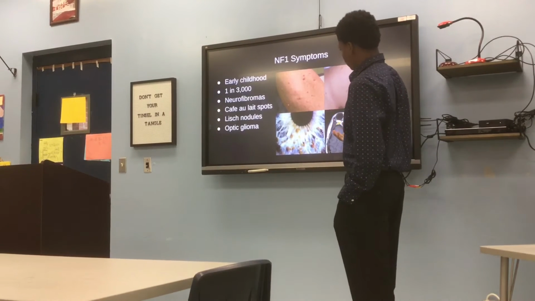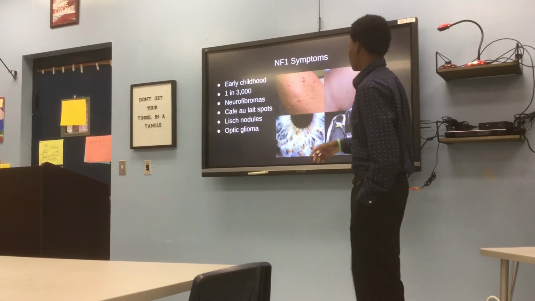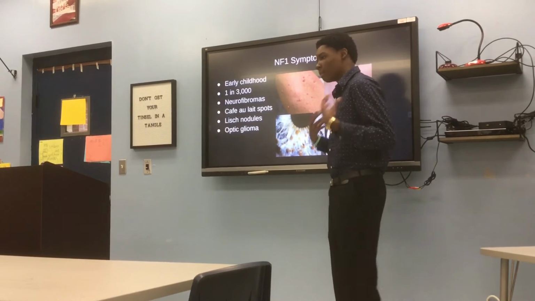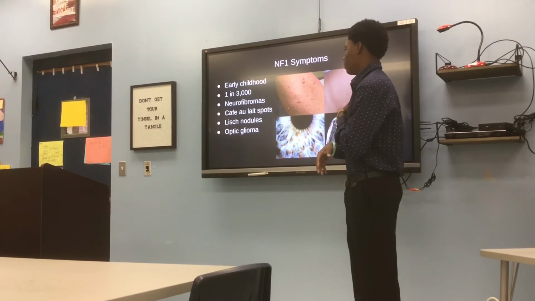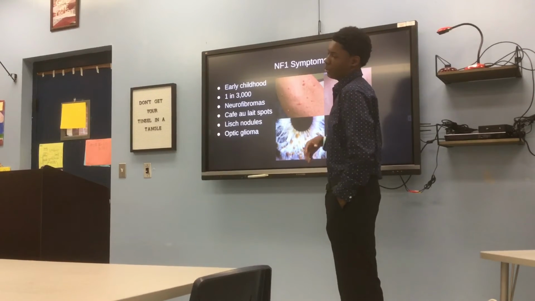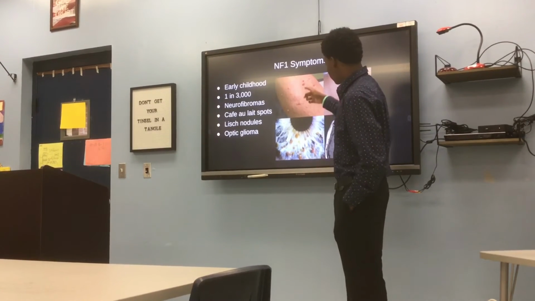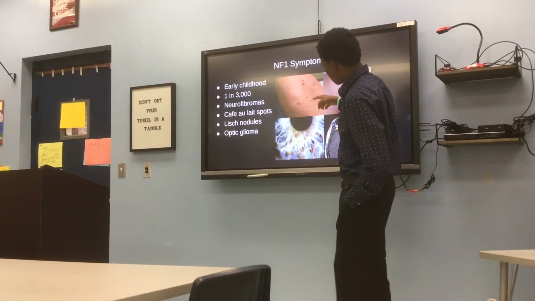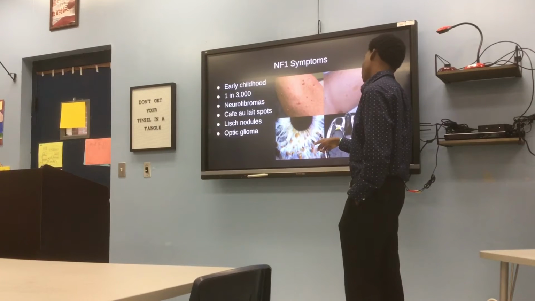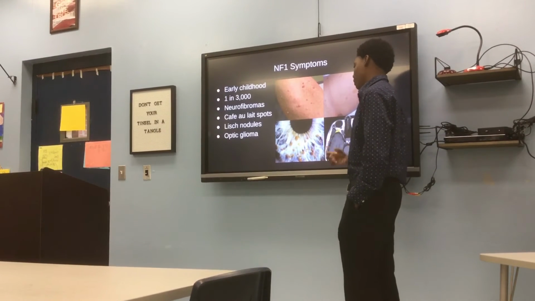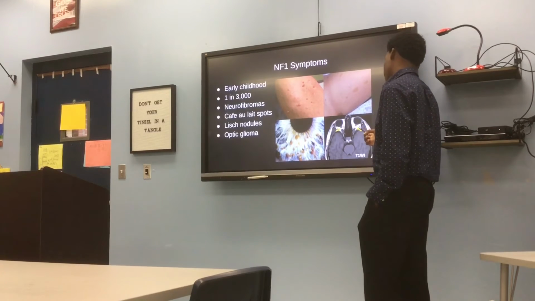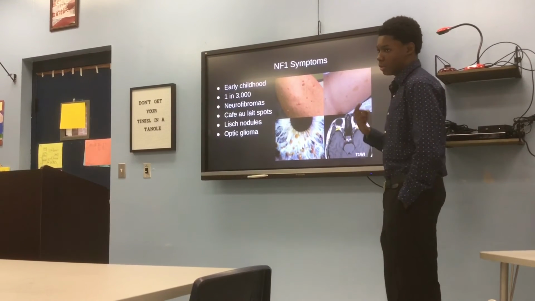So symptoms of NF1 happen in your early childhood. When you're born, you have freckles in your groin and in your armpits, and it's in 1 in 3,000 people. These are the neurofibromas. These are cafe au lait spots, and these are harmless Lisch nodules that you have on the iris of your eye. And these are optic gliomas, which are tumors on your optic nerve.